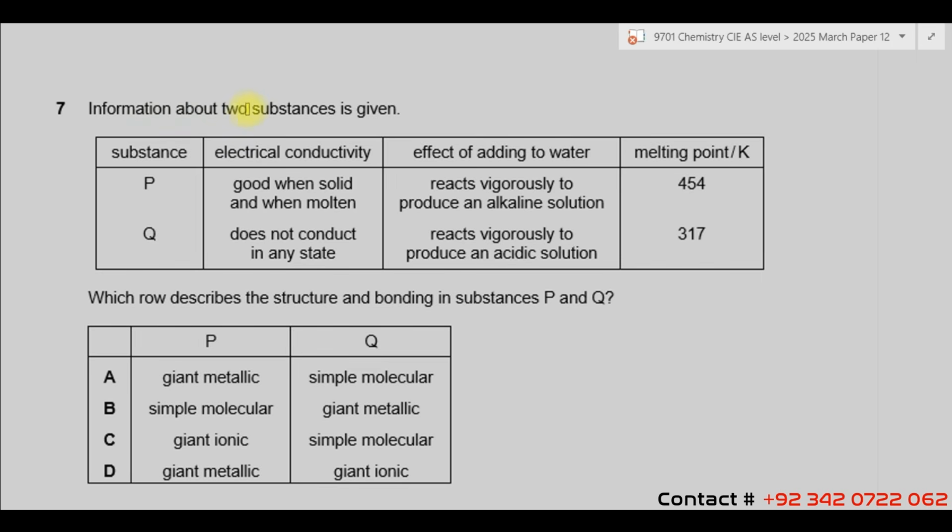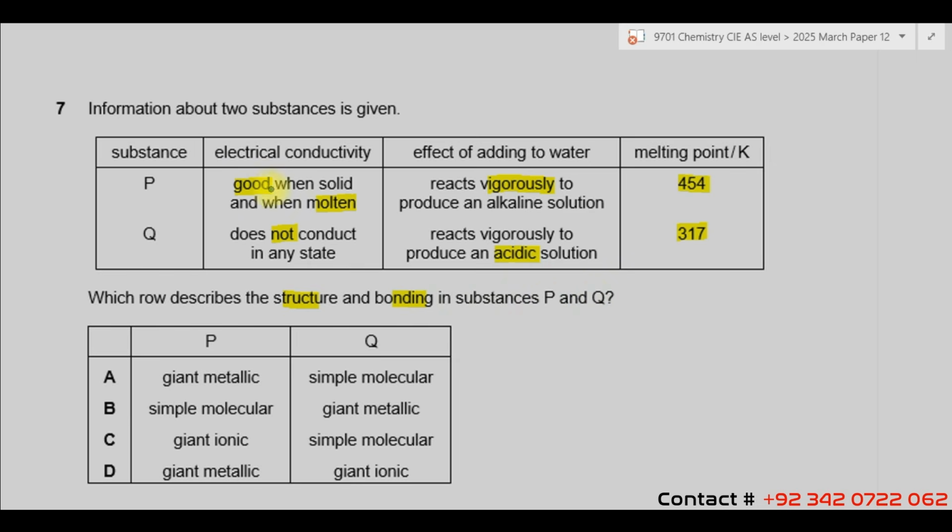Question 7. Information about two substances is given. One is P, one is Q. First thing is the electrical conductivity. P is good when solid and when molten. P reacts vigorously to produce an alkaline solution and its melting point is 454. Q does not conduct in any state. It reacts vigorously to produce an acidic solution and melting point is 317. We have to find out the structure and bonding in substance P and Q.